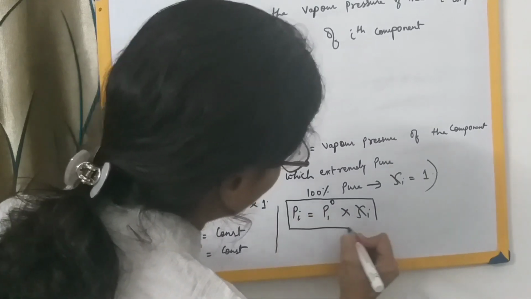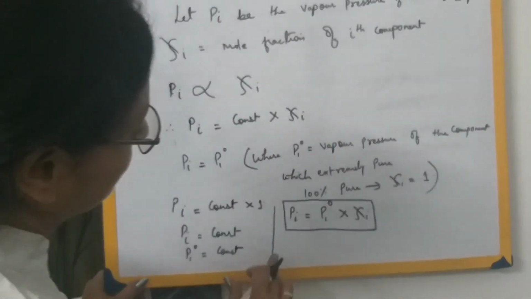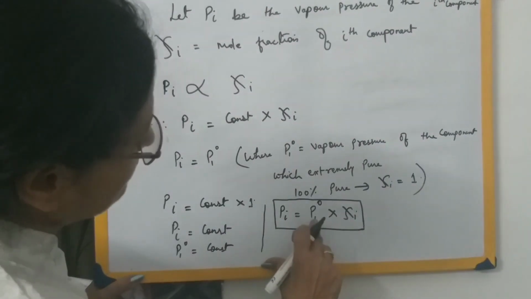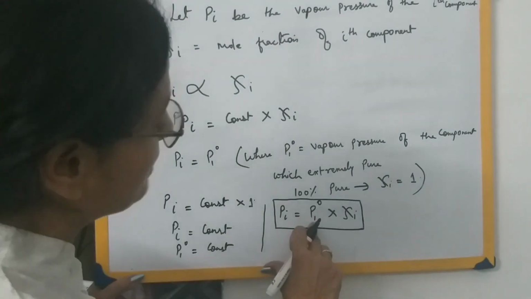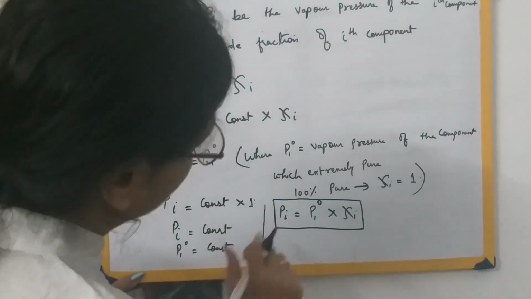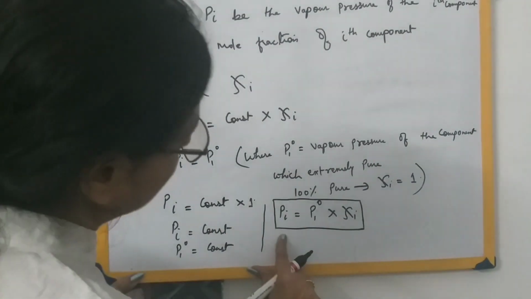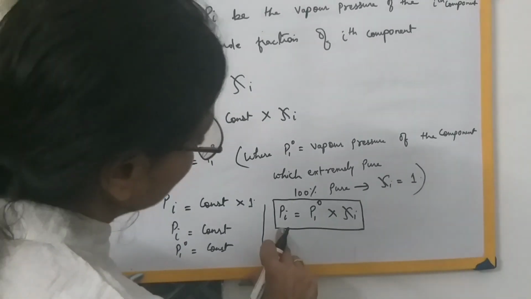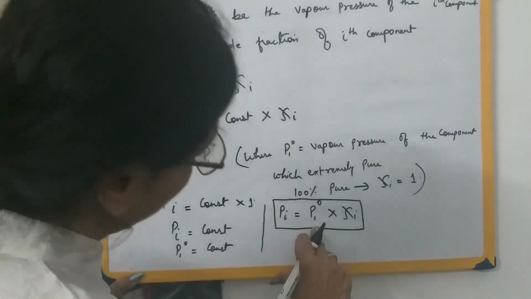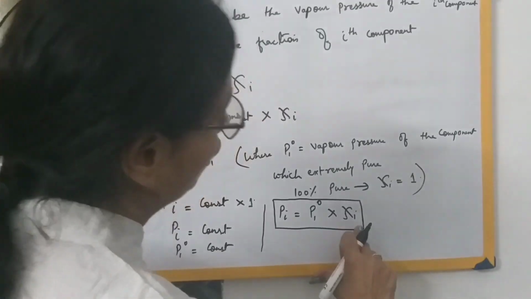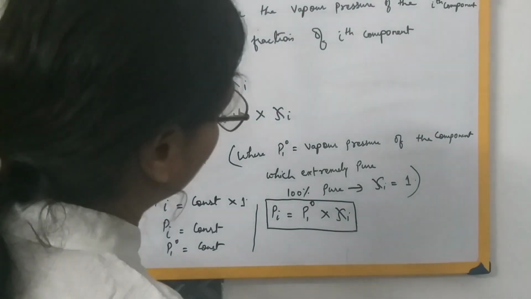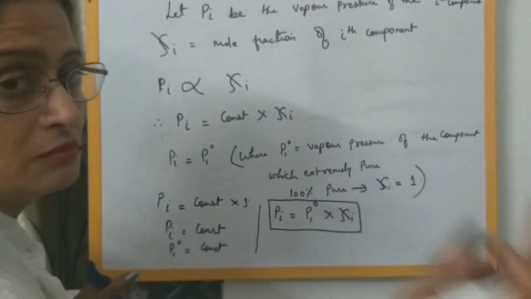I repeat once again, I am not writing down such a big statement on the board again, but let me explain. This Pi is the vapor pressure of the ith component, and this Pi 0 is the vapor pressure of the ith component when it is extremely pure. Chi i is the mole fraction. So what does this law state? The vapor pressure of the ith component is equal to the product of the vapor pressure of the component when it is extremely pure and the mole fraction of the ith component. That is a product between the two. So this is the restated Raoult's law.